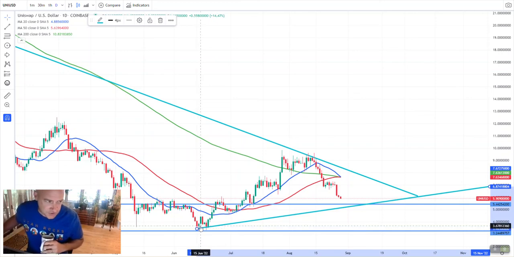The US dollar is on a tear, so until that changes, we've got a lot of other coins facing headwinds.